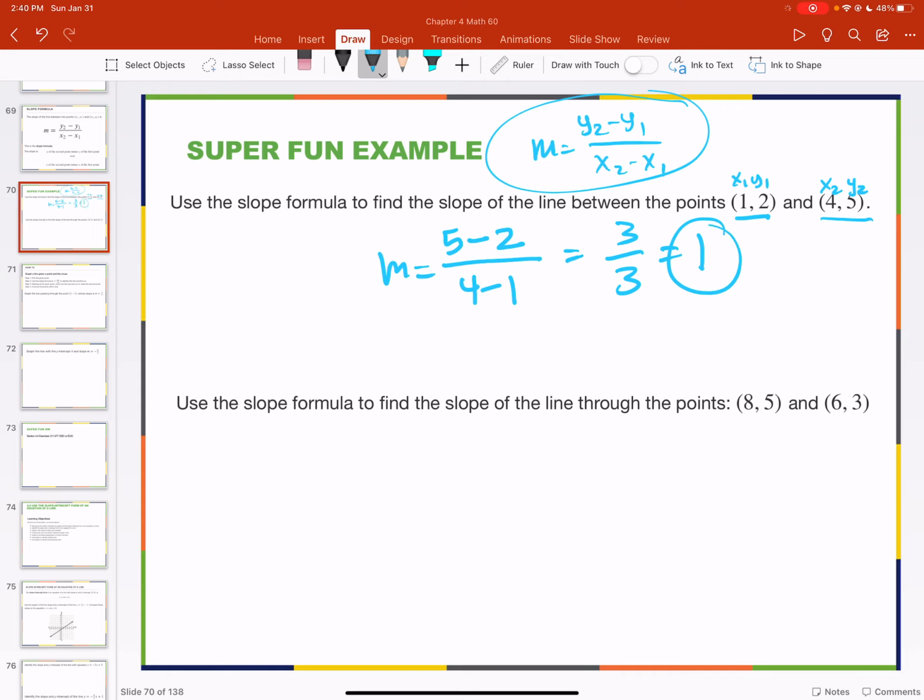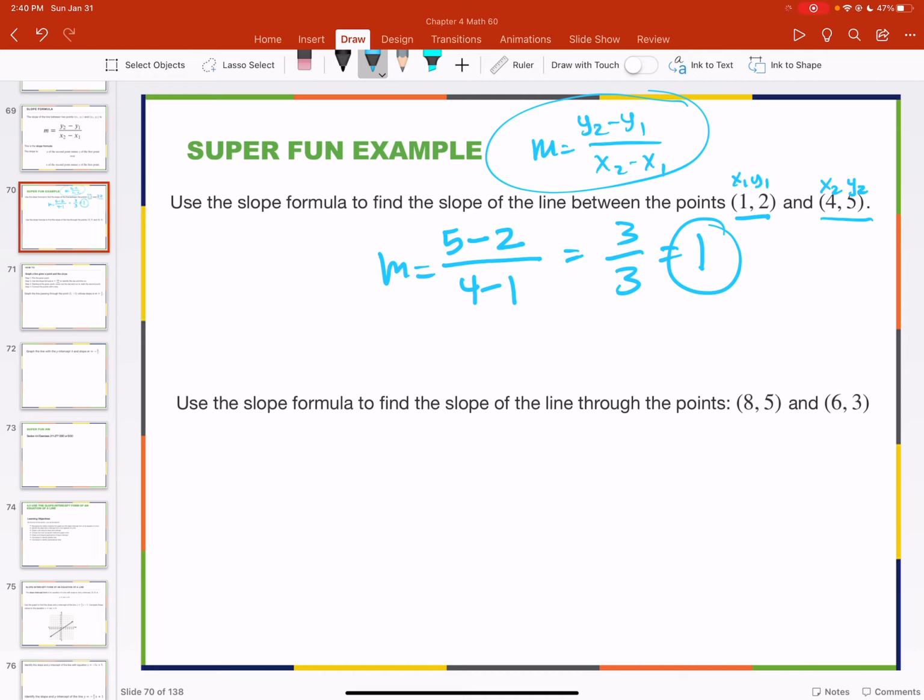Now, people usually ask the question, why did I have to put 4, 5 first? Couldn't I use the other one? Yeah, it doesn't matter. You could have done it the other direction. You could have let 1, comma 2 be x2, y2, and the other point be the sub 1. It doesn't matter because you'll still get the same answer. You can try it on your own if you don't believe me.